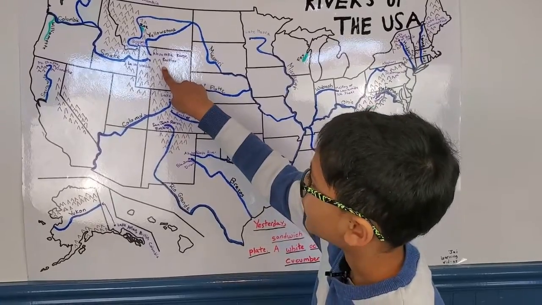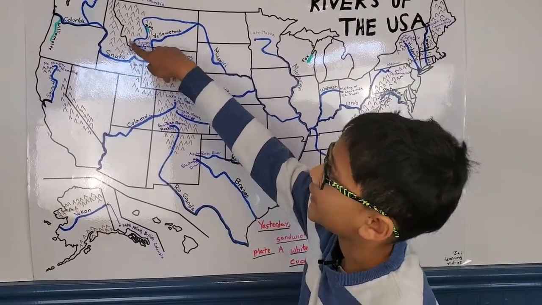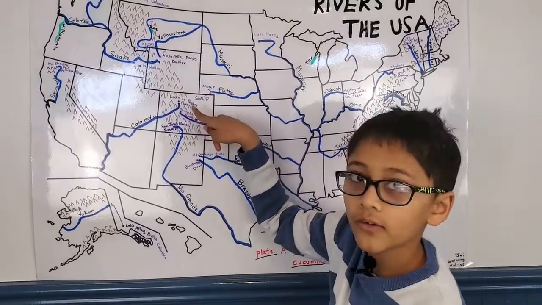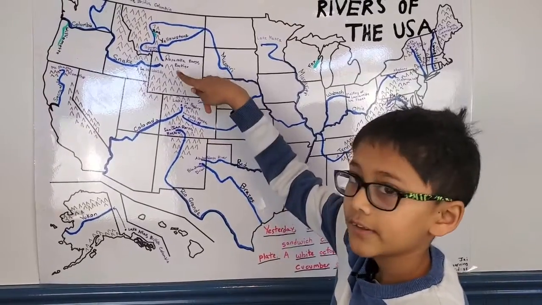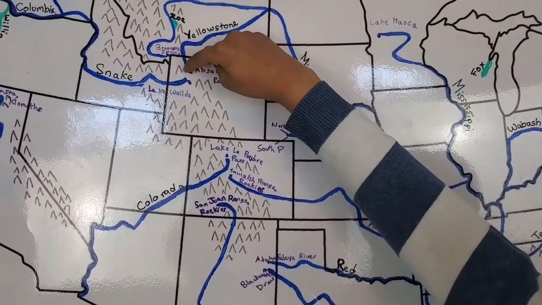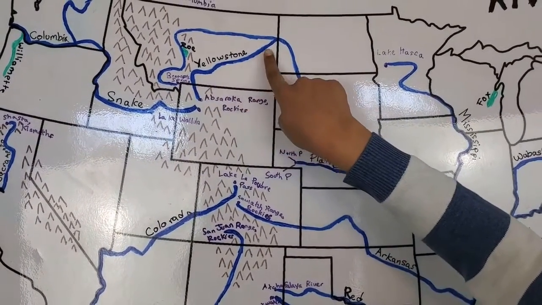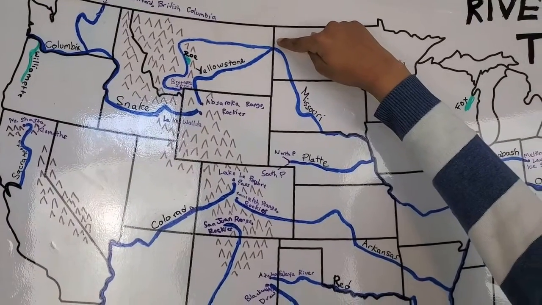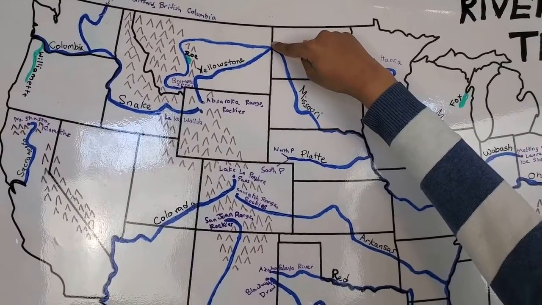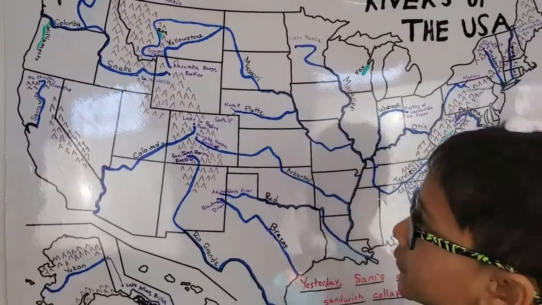The Yellowstone starts in the Absaroka Range in the Rockies, and you can see that these brown mountains are the Rockies. So it flows slightly through Wyoming and then through Montana and joins the Missouri just at the border of Montana and North Dakota.